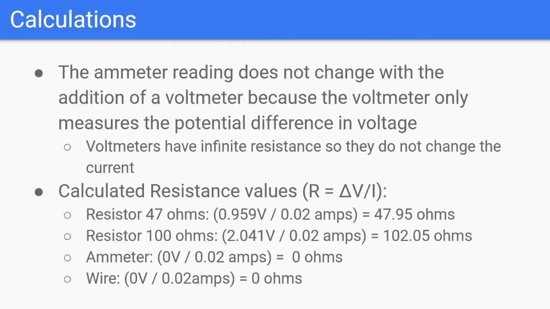The ammeter reading does not change with the addition of a voltmeter because the voltmeter only measures the potential difference in voltage. Voltmeters have infinite resistance, so they do not change the current. For my potential difference measurements and the current measurements, I calculated the resistance of each of the following circuit elements using the equation delta V over I, and these resistance values are shown below.